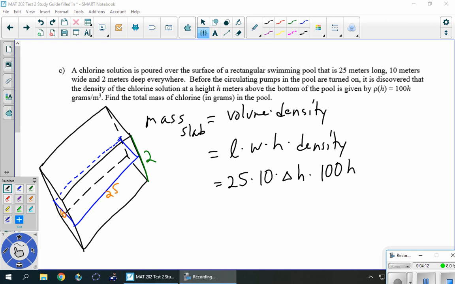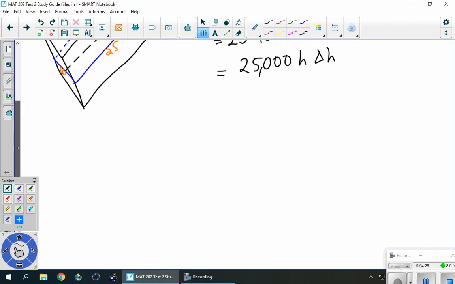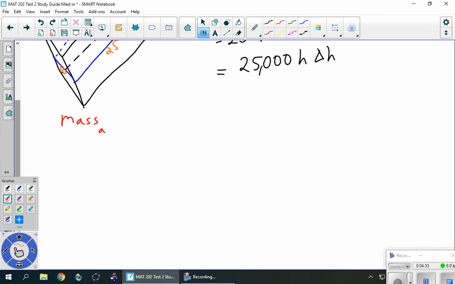Okay, so I think we're good to go here. Let's crunch some of these numbers together. 25 times 10 times 100 gives 25,000 h delta h. That is the mass of the chlorine in one slab. We'll convert that into the mass of all the slabs. So it's going to become a sigma of 25,000, where every h becomes h sub i, delta h stays as it is, with i going from 1 to n.